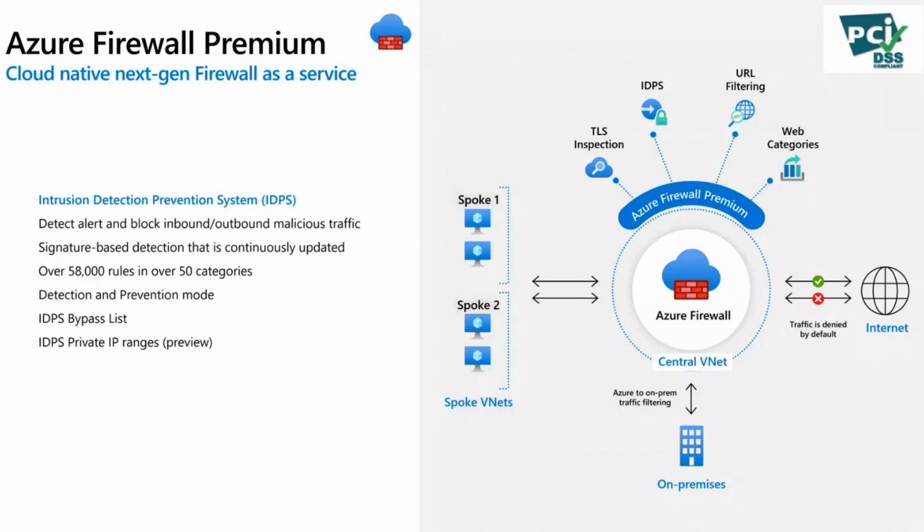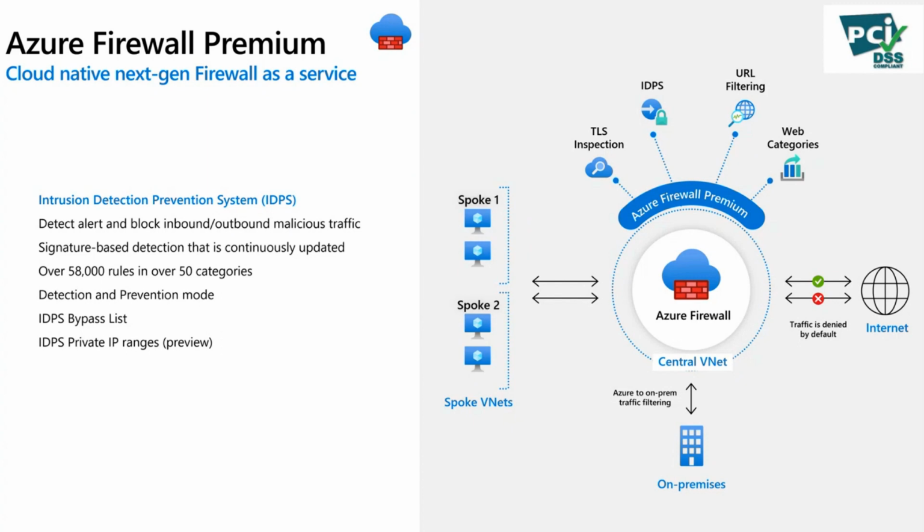Now let's take a look at IDPS, intrusion detection and prevention, the biggest strength of the premium firewall. This is what you need when you want to inspect traffic. IDPS is signature-based detection on Azure. It is continuously updated. So again, from your point of view, just one click, enable it, and it protects against over 60,000 plus rules that are signature-based rules, meaning these are known types of attacks out there that may come to your environment. IDPS will inspect for you, and these rules are over 50 categories, continuously updated.